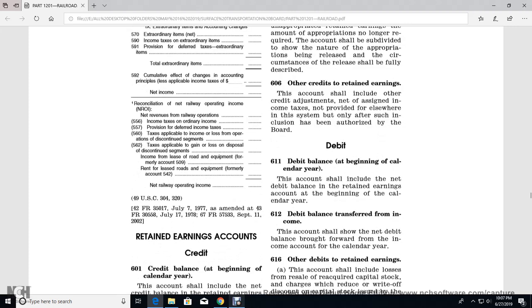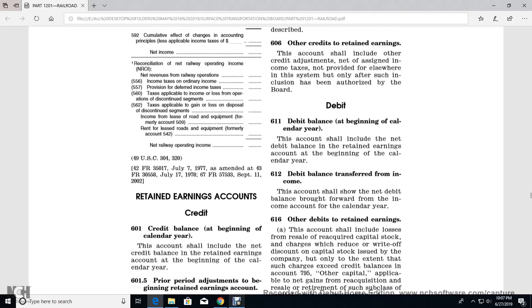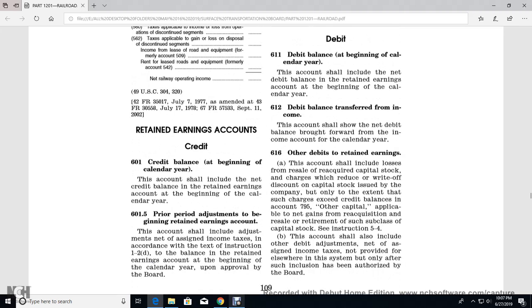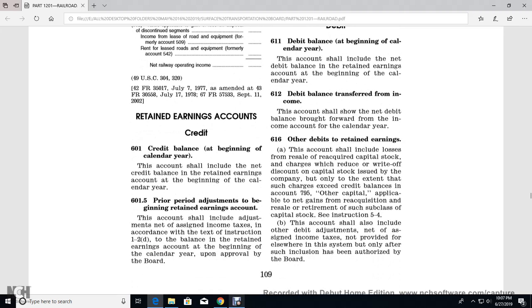Debit 611, debit balance at the beginning of the calendar year. The account shall include the net debit balance of the retained earnings account at the beginning of the calendar year. 612, debit balance transfers from income. This account shall show the net debit balance brought forward from the income account of the calendar year. Alright, 616, other debits to retained earnings.